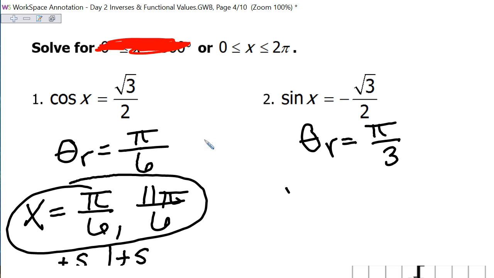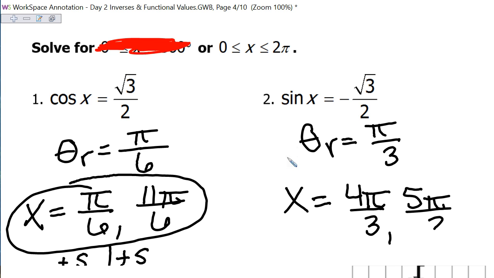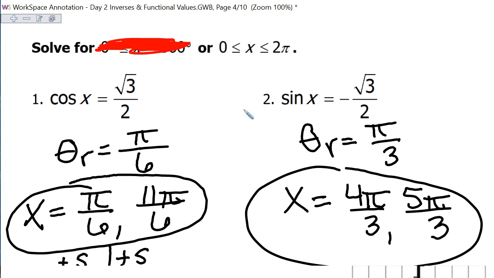And so this would be x is equal to, now thinking about my quadrant, and which quadrant is sine negative? 3 and 4. So if my reference angle is pi over 3, what would that angle have to be in quadrant 3? 4 pi over 3. And what would that angle be in quadrant 4? 5 pi over 3. So 4 pi over 3 and 5 pi over 3.